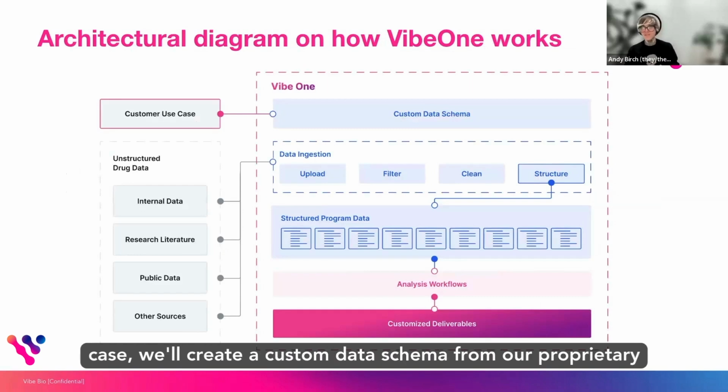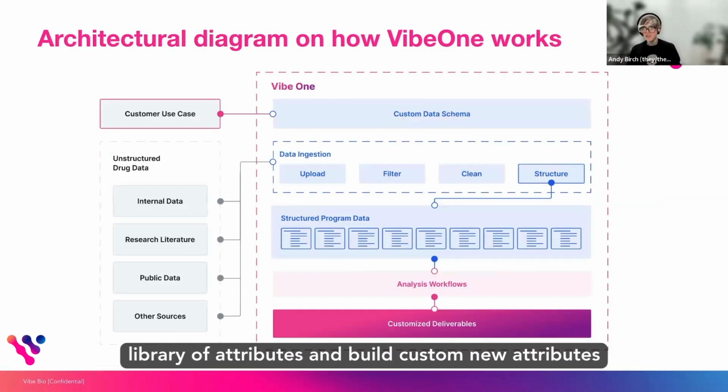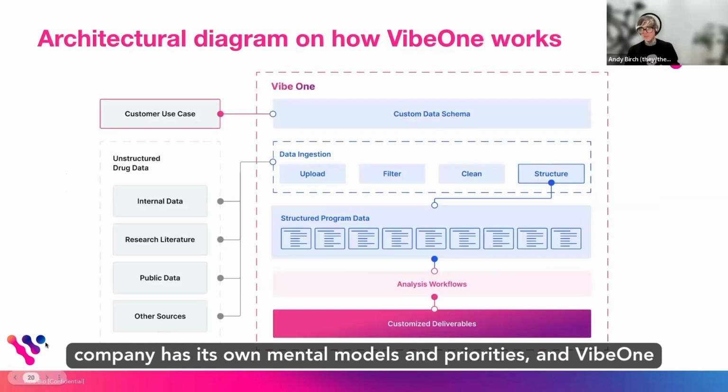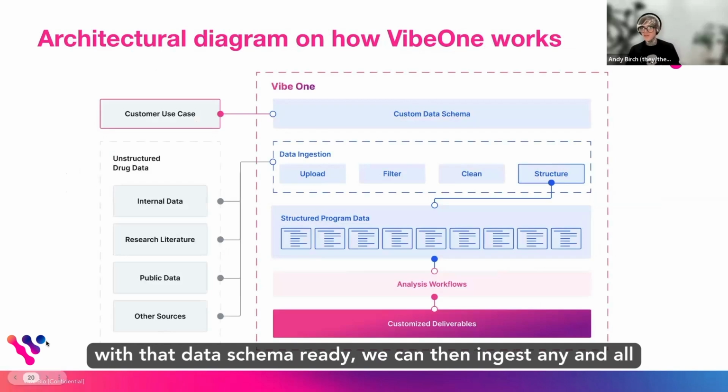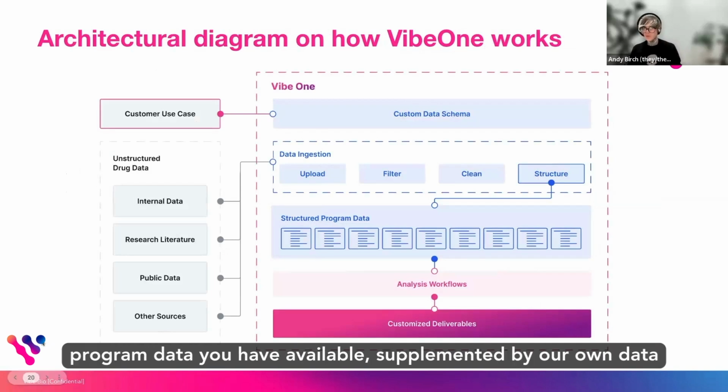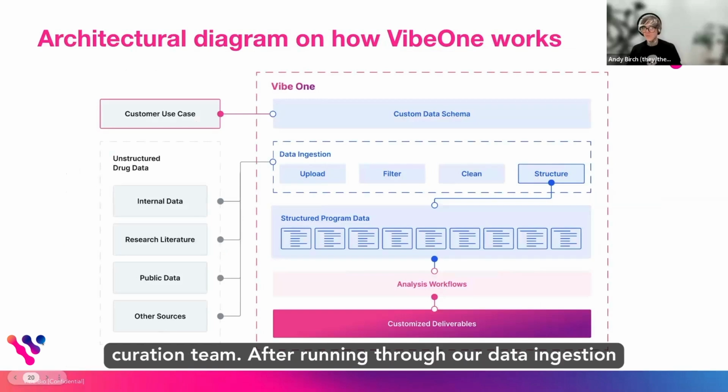Now, I'll go into each facet more in depth shortly, but here's an overview of largely how VibeOne works. Based on our use case, we'll create a custom data schema from our proprietary library of attributes and can build custom new attributes for anything else you need to capture. We know every company has its own mental models and priorities, and VibeOne was built to be flexible enough to incorporate them. So with that data schema ready, we can then ingest any and all program data you have available, supplemented by our own data curation team.